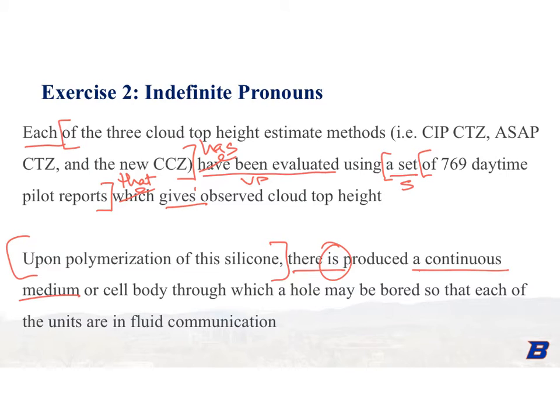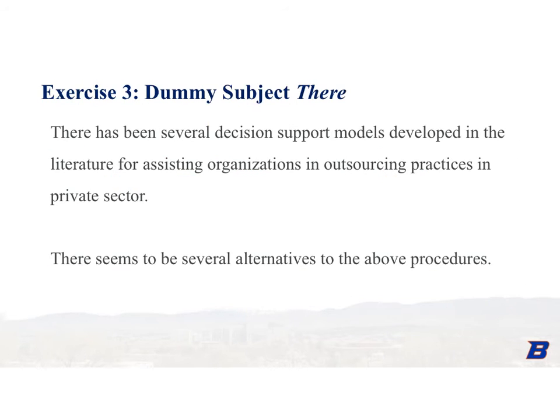So we can keep going. "Continuous medium or cell body through which a hole may be bored, so that each..." and then we have the "each," so there's that indefinite pronoun again, and then we have a prepositional phrase, "each of the units." Since this is singular, this should also be singular, so it should be "is." So each is in fluid communication. Again, take out the prepositional phrases, move things around. What I like to do is break up sentences into their pieces and check to make sure each of those pieces matches. So we can see the dividing lines between a lot of those elements.